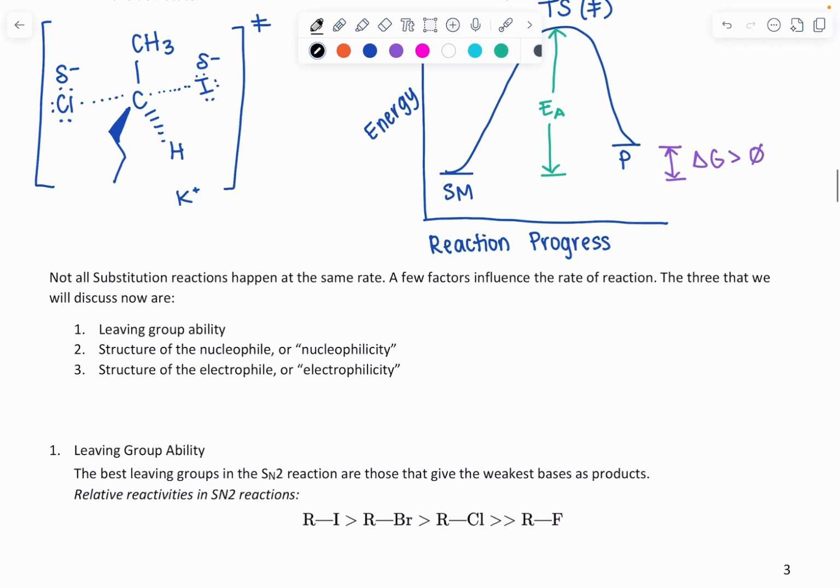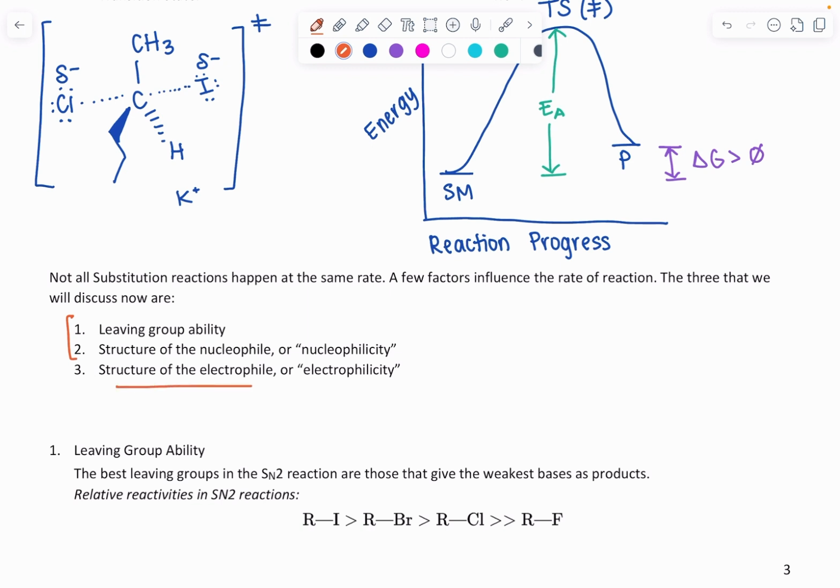And that not all substitution reactions will happen at the same rate. We had discussed these two factors, leaving group ability and structure of the nucleophile, in class. So in this video, we're going to talk about structure of the electrophile to start off.